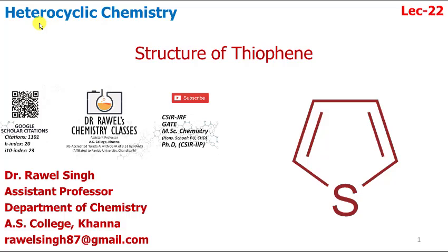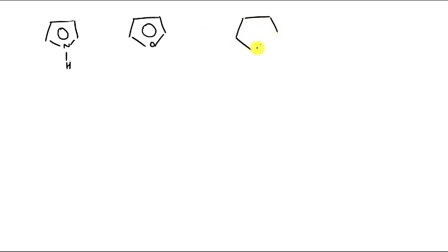Dear students, in this lecture we will discuss the structure of thiophene. Previously we discussed the structure of pyrrole, which is better represented like this because it is a resonance stabilized structure. Today I will discuss with you the structure of thiophene, which is again a 5-membered heterocyclic ring.